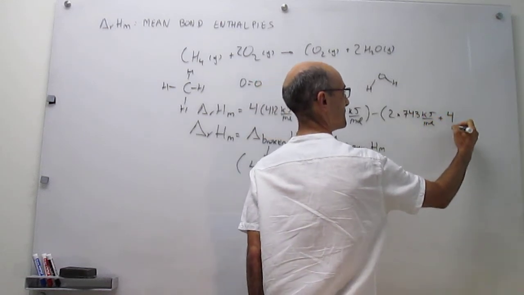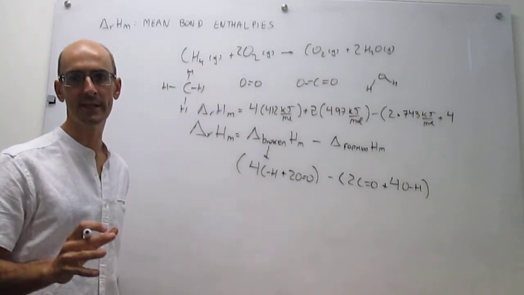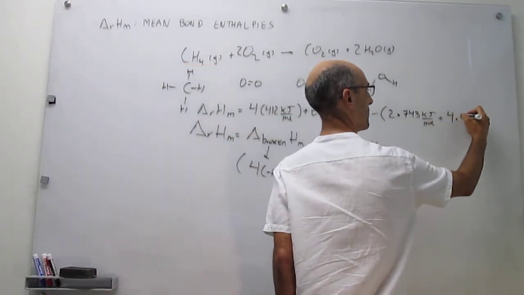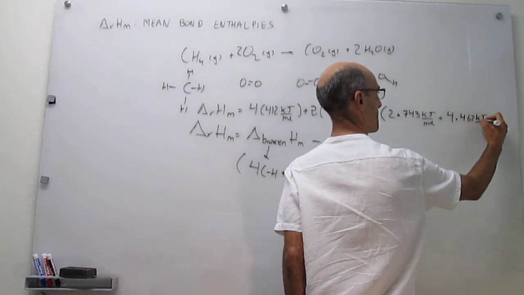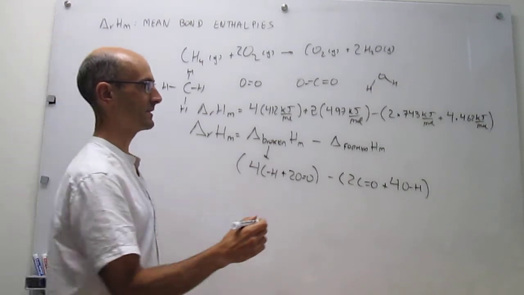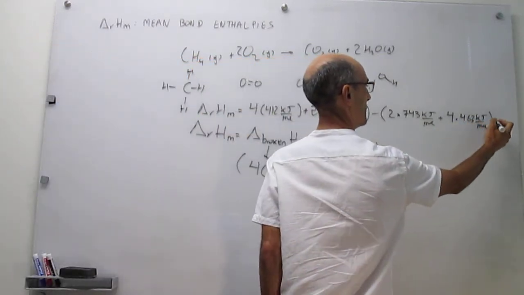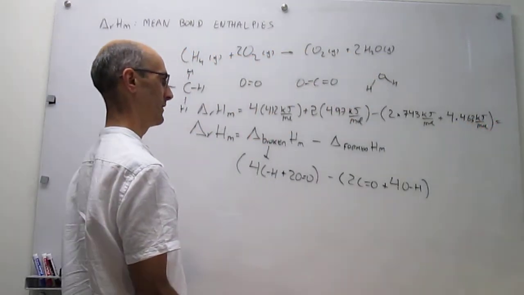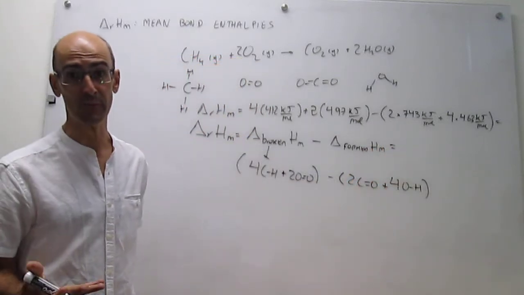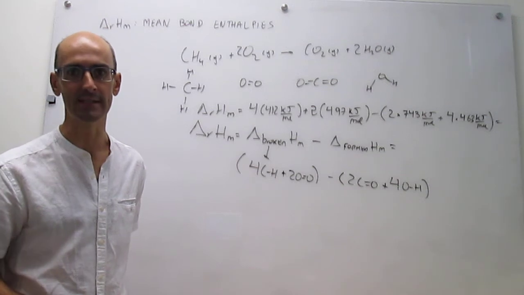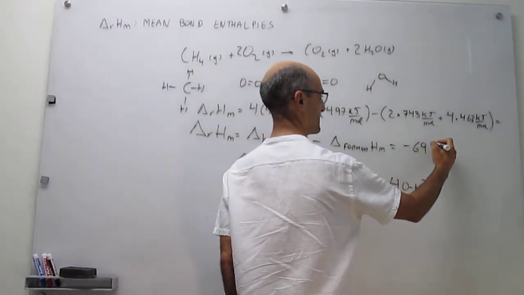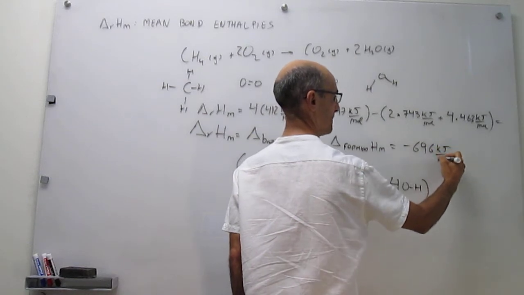And then 4 water OH bonds, which are worth 462 kJ per mole. Okay, and actually 463 kJ per mole. And that means that when the dust settles and you do all that in your calculation, this should be an exothermic reaction. You're burning methane, right? So that's natural gas, essentially. So this should be exothermic. And it is. The prediction is that this is going to be minus 696 kilojoules per mole.